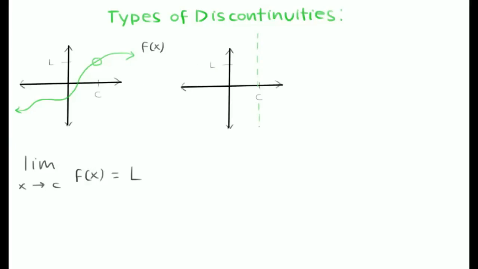Okay, so now we have another graph, and let's say there's a vertical asymptote. This is an infinite discontinuity. So if we look at the function f of x as x approaches c, from both sides, the limit is infinity.